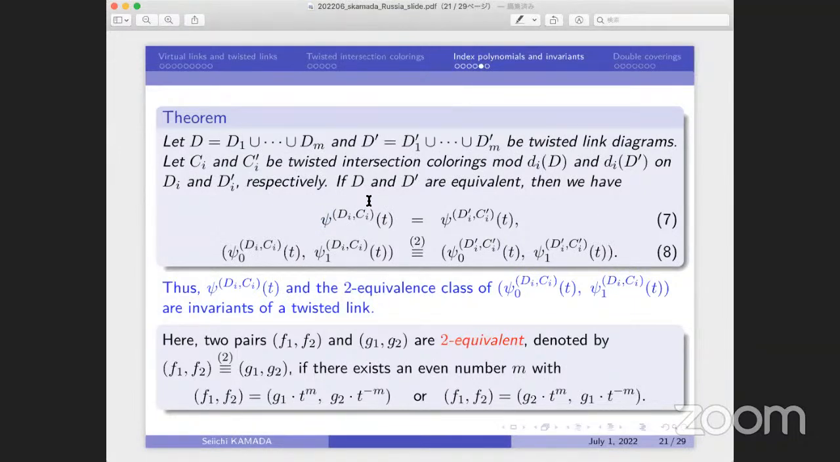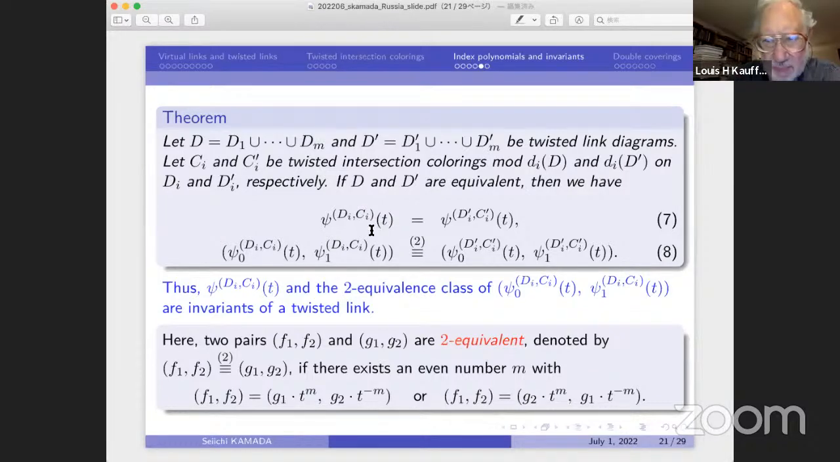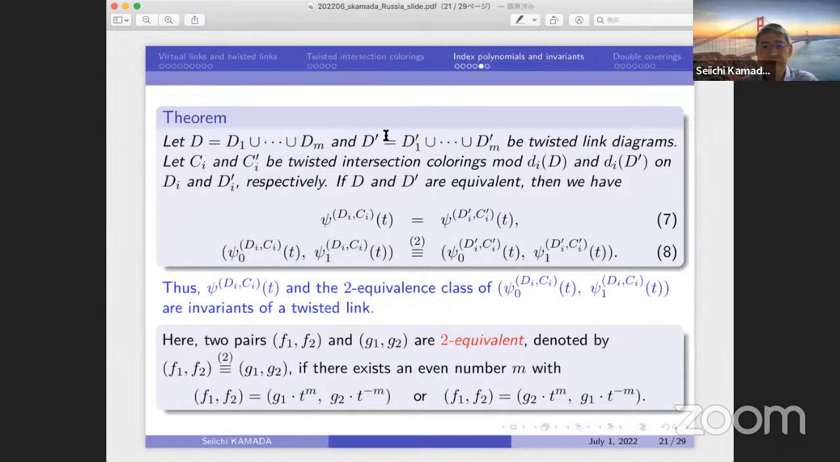Professor Kamada, is there a possibility of some numerical invariants also, which can be directly taken from the known numerical invariants of classical knots? Numerical invariant, that's a good question. I haven't considered it yet. But of course, it's getting weaker, but yes, we should consider some numerical invariant.